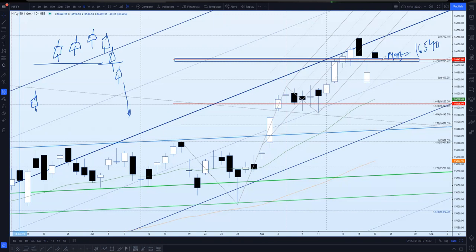Okay, and look how the market is trying to protect this gap. That shows the significance of the 16,540 level. And this level is coming from the weekly chart, where we have a very bullish candle from the week before last, and then we have an inverted pin bar like this.